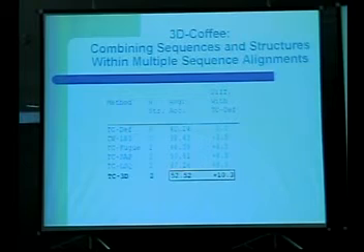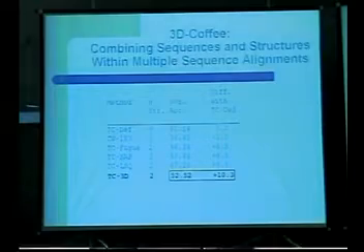Now, we benchmarked this a while ago in the paper 3D-Coffee by providing each multiple sequence alignment, each reference alignment with two structures in Homstrad, and we found that there was an improvement of 10 points, which is significant.